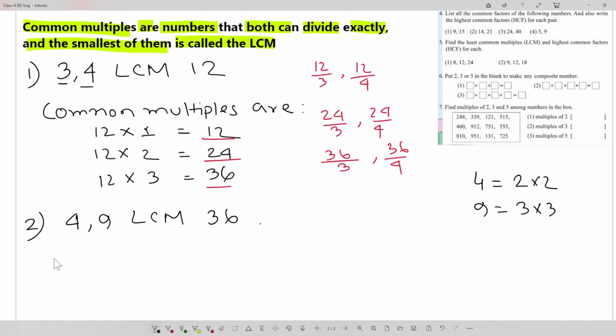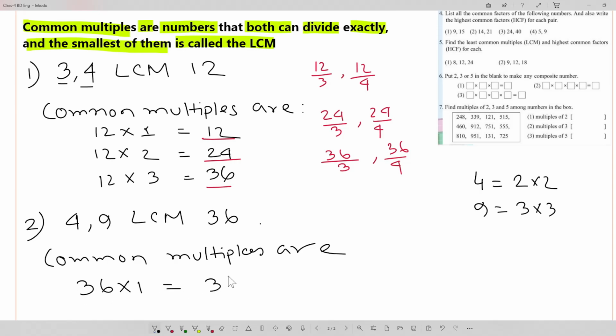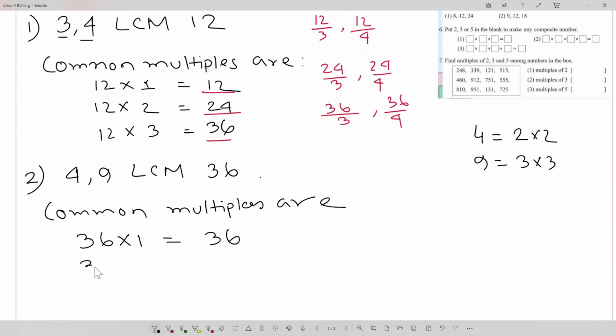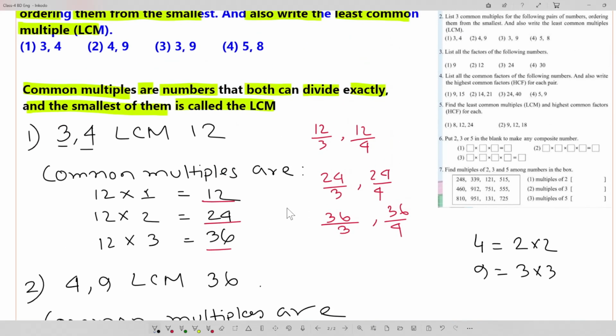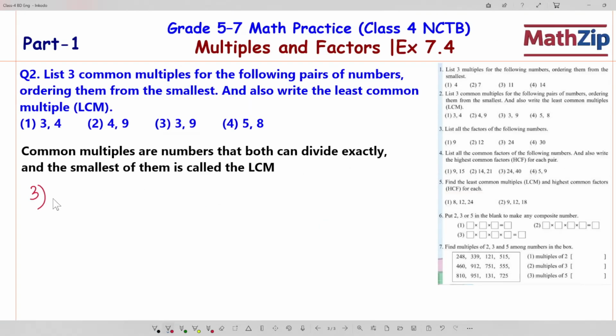Now the common multiples are a very easy thing. 36 times 1 is 36. Then 36 times 2 is 72. And then 36 times 3 is 108. So the common multiples are 36, 72 and 108. Very simple.